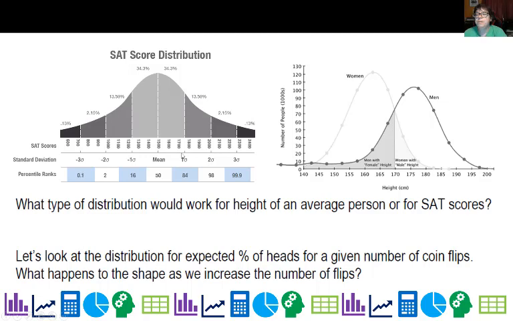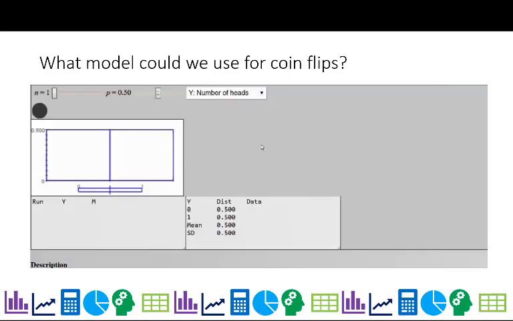Now, what type of distribution would work for the height of an average person or SAT scores? Here you can see these are not uniform, so we can't use that. They tend to be bell-shaped. And so I'm going to take a look at flipping a coin many times to introduce you to a very popular distribution. This is a virtual simulation for flipping a coin. So here it shows one flip and the probability distribution for the number of heads.